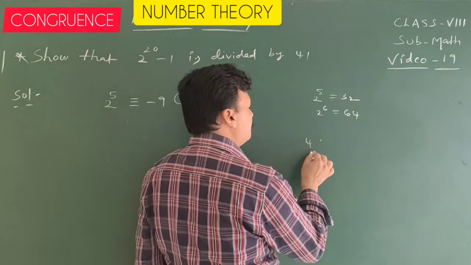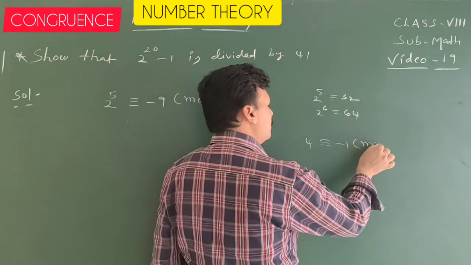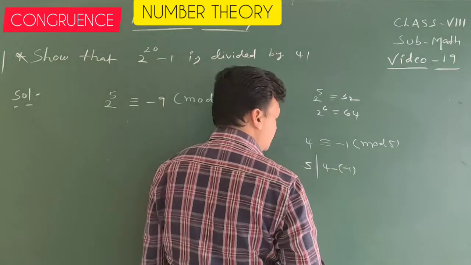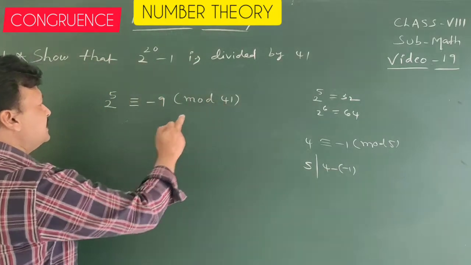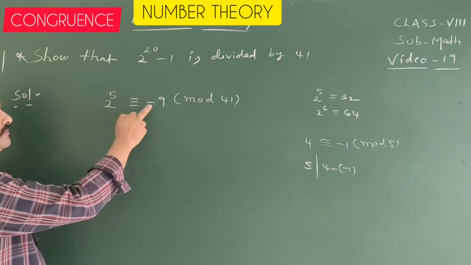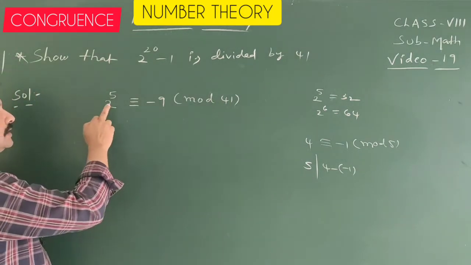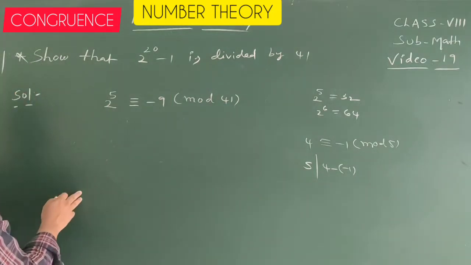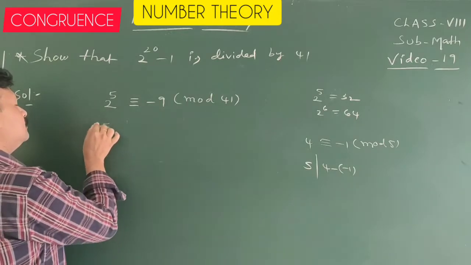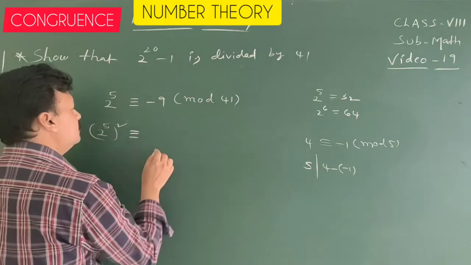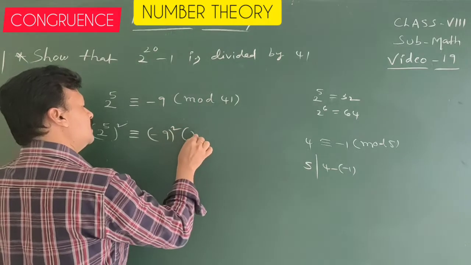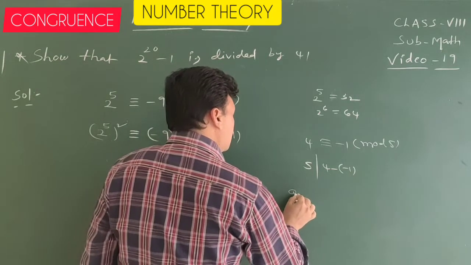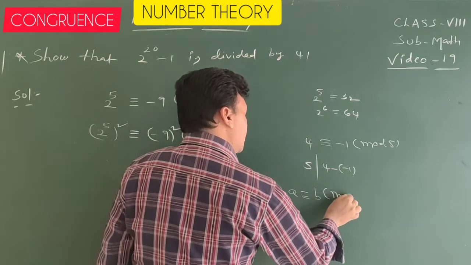Already I explained 4 is congruent to minus 1 mod 5, meaning 5 divides 4 minus of minus 1. Here also 41 divides 2 power 5, meaning 32, minus of minus 9, meaning plus 9. 32 plus 9 equals 41. So we can write it like that. Now 2 power 5 whole square is congruent to minus 9 whole square mod 41. Okay, already we have a is congruent to b mod m.